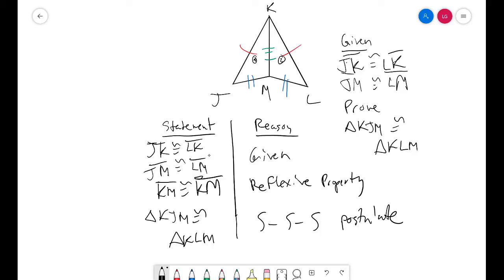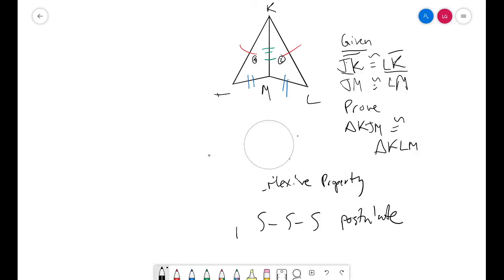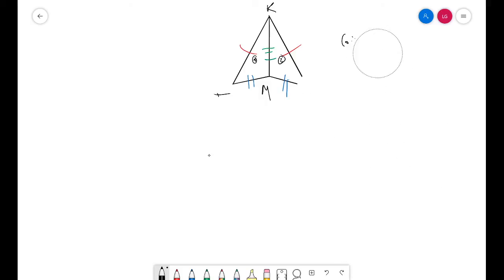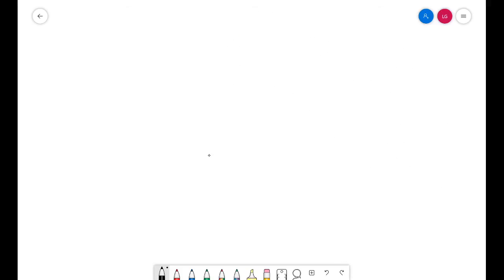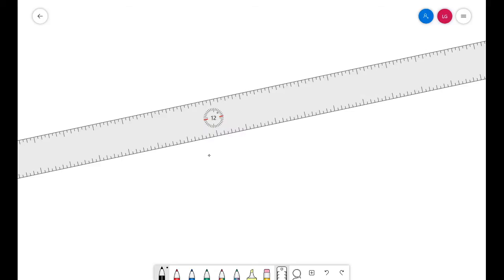Another good one. Let's do one more. Looking through some of my examples here, I think this will be a good one.